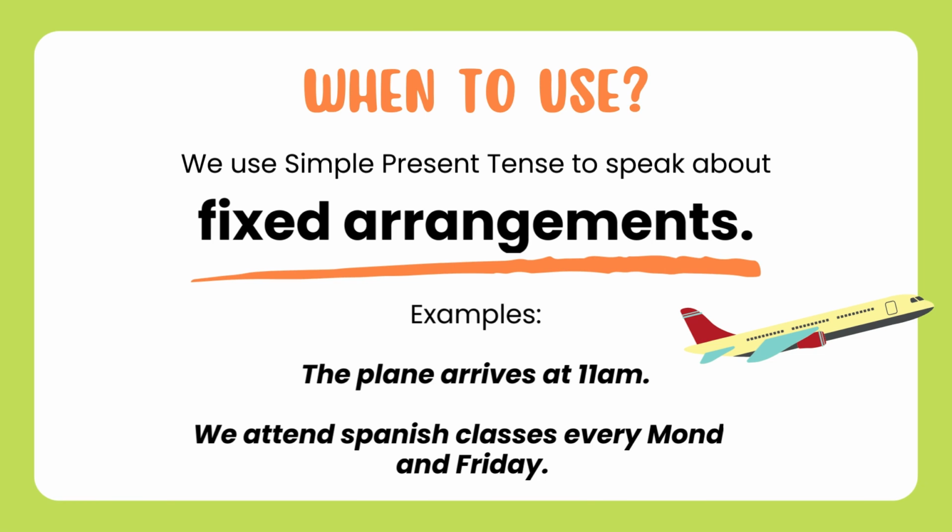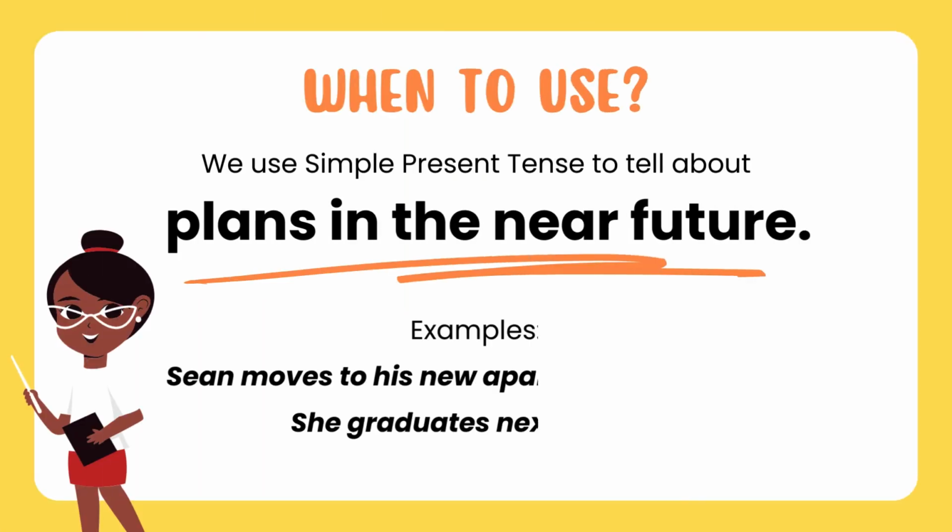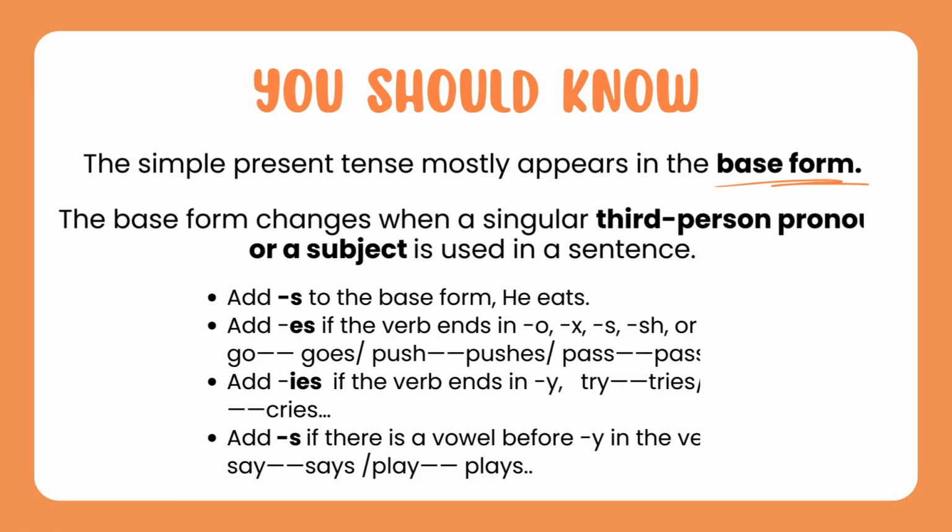We use simple present tense to speak about fixed arrangements, as in, the plane arrives at 11 a.m. We attend the Spanish classes every Monday and Friday. Here we know that the time and dates are fixed. And it is also used to tell about plans in the near future, which is similar to the fixed arrangements. For example, Sean moves to his new apartment tomorrow. She graduates next month. You should know that the simple present tense mostly appears in the base form.